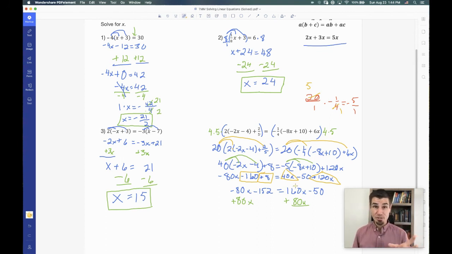And one last little shortcut you can do here if you feel comfortable with it. You're about to have x's over here, so you don't really want this 50 there. So you can actually do more than one addition or more than one subtraction in one step if you want.